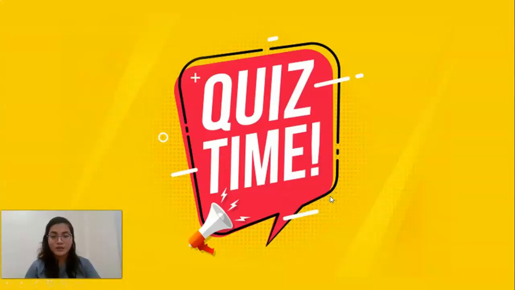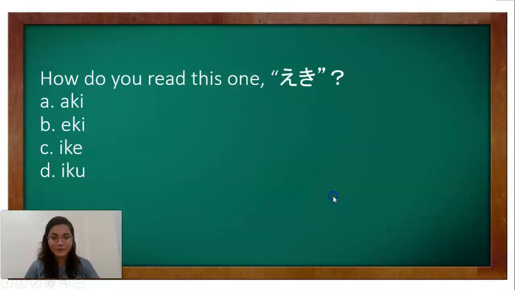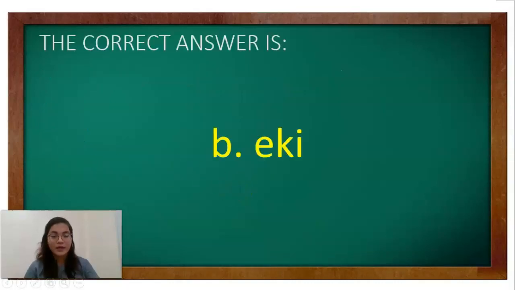So now let's proceed to the quiz time. Here's the question. How do you read this one? A. Aki. B. Eki. C. Ike. Or D. Iku. Okay, and the correct answer is letter B. Eki. Okay, good job for that.